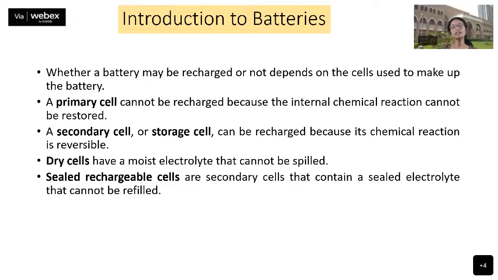So a primary cell cannot be recharged. Why? Because the internal chemical reaction, whatever is happening to give you that particular electric energy transfer, is irreversible. So that internal chemical reaction cannot be restored. Whereas a secondary cell or a storage cell can be recharged because the chemical reaction is reversible. Normally in the battery context, we talk about a dry cell. What's a dry cell? It is not that the electrolyte is a solid electrolyte. It's basically a moist electrolyte that cannot be spilled. So we call it a dry cell.